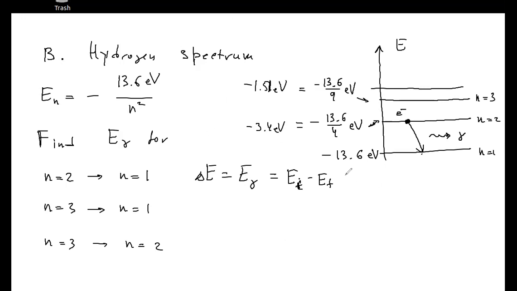How much did you say? 10.2, and the units are electron volts. Yeah. What about 3 to 1? If you jump from 3 to 1, I got 12.09. I'm sorry, 12.1 electron volts. These are huge energies. What about 3 to 2?